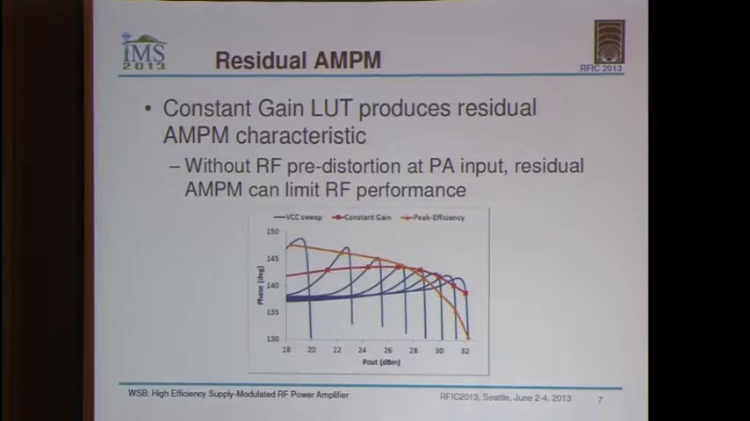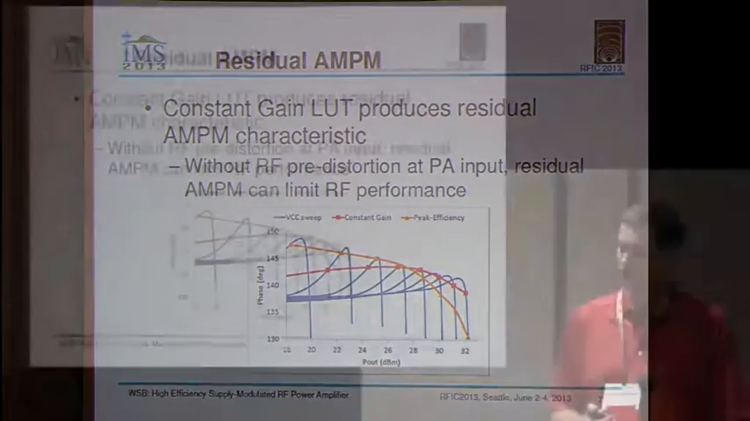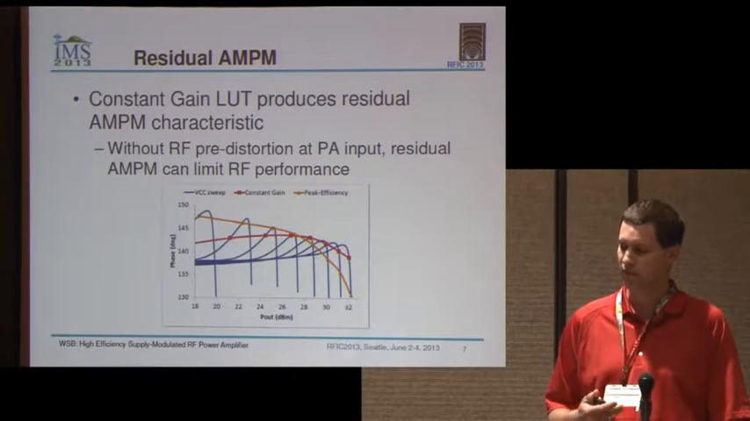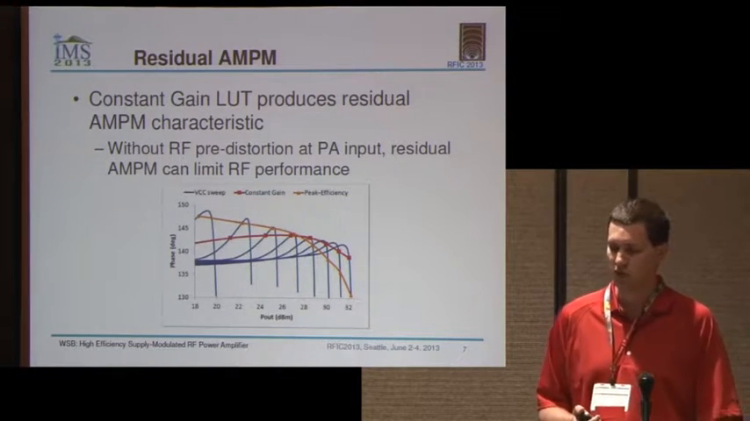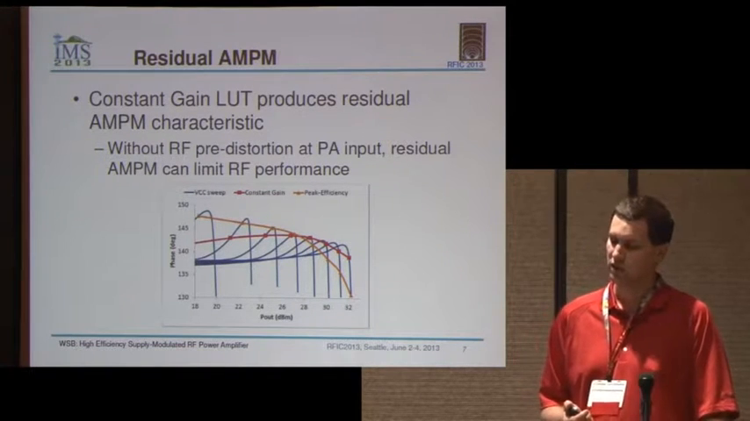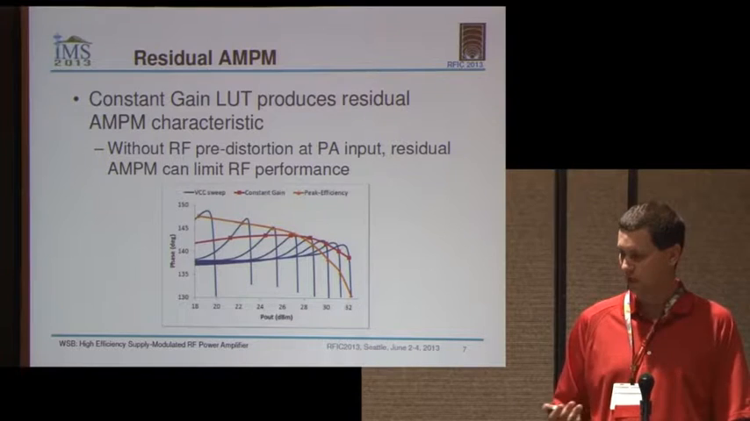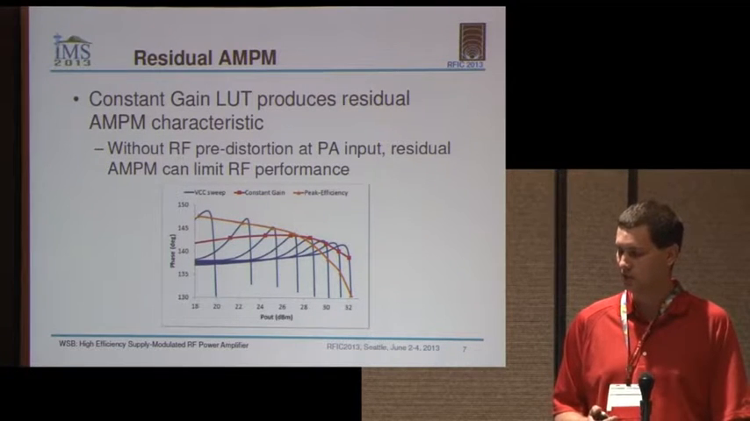So the curves on the previous page focused on the gain and the efficiency. On this plot, I'm going to show the phase performance of the PA. As before, the same PA was swept over a range of VCCs, and you come up with a family of phase characteristic curves for the PA. And then as we apply the different lookup table mappings, we get a residual AM to PM characteristic out of the PA. So the red case is the constant gain approach. We end up with some phase characteristic, some phase distortion, and the peak efficiency in orange has a different phase distortion.